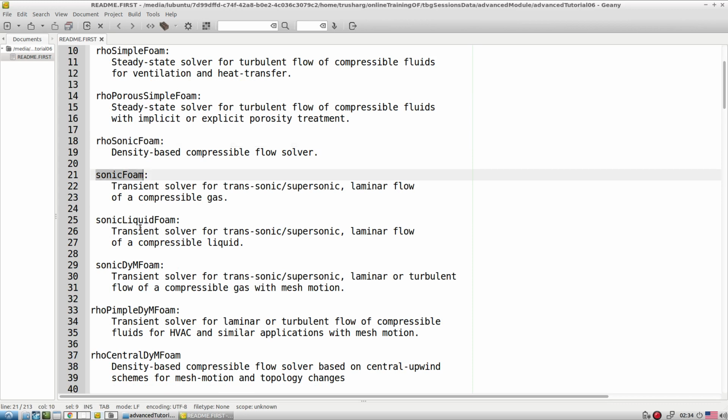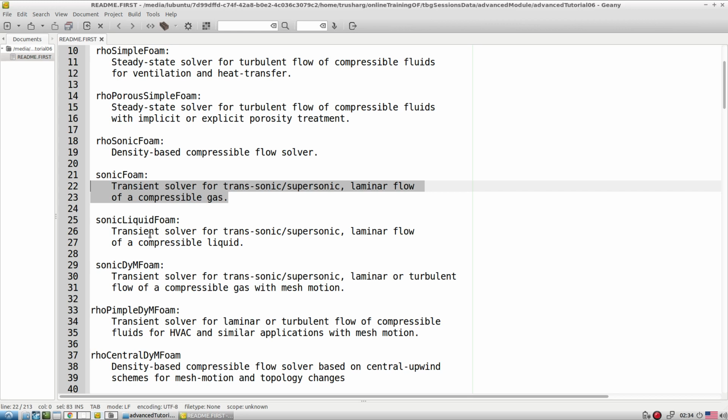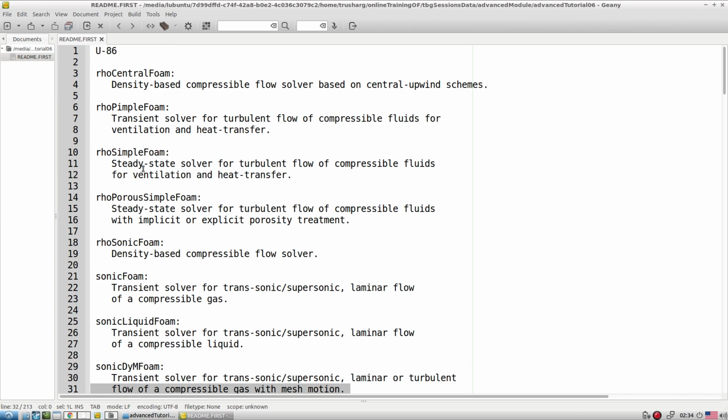So the first option is sonicFoam. What it allows you to do is a transient solver for transonic and supersonic laminar flow for compressible gases. Then sonicLiquidFoam, same thing but for a compressible liquid. Then sonicDyMFoam, same thing, a transient solver for transonic and supersonic laminar or turbulent flow of a compressible gas with mesh motion. DyM is related to dynamic mesh motion, so this allows you to mimic the dynamic mesh as well. Then we have rhoSimpleFoam, a steady state solver for turbulent flow for compressible fluids for ventilation and any heat transfer application.